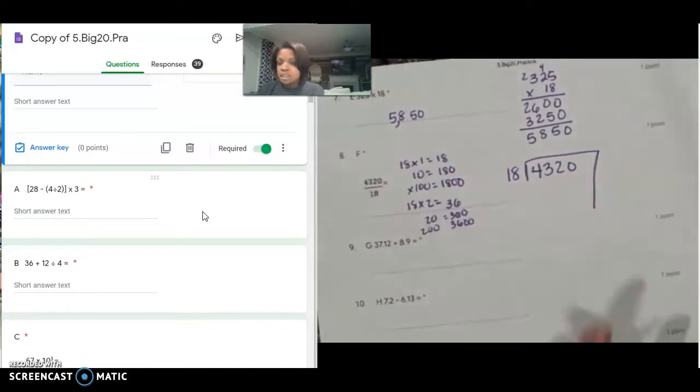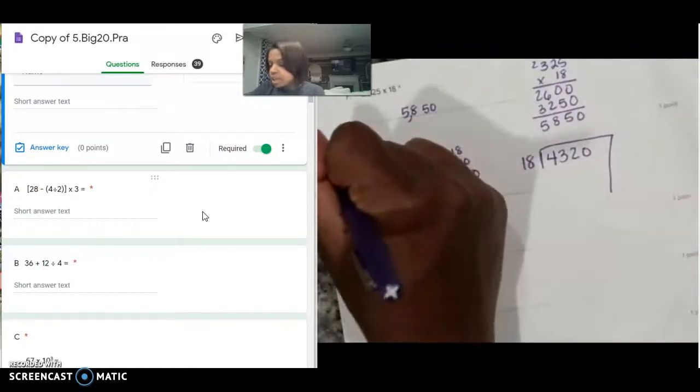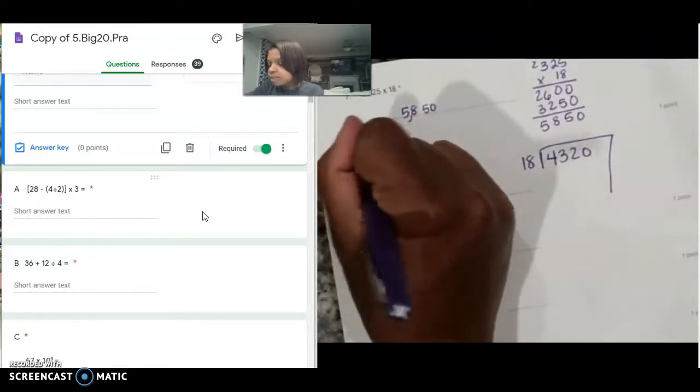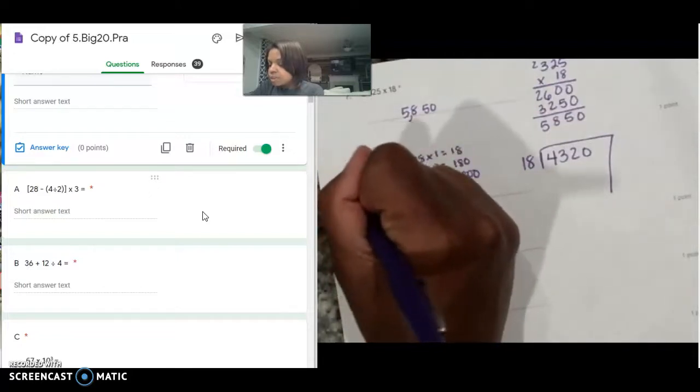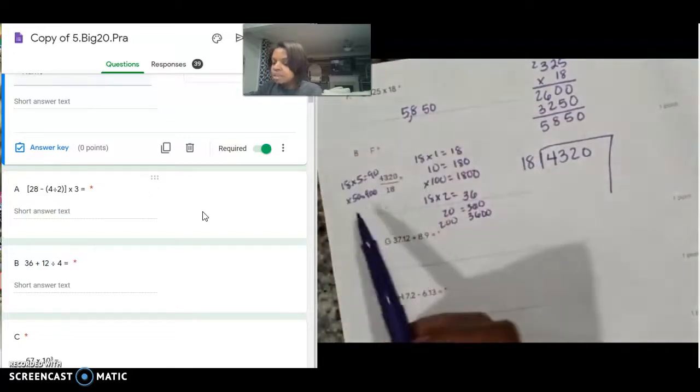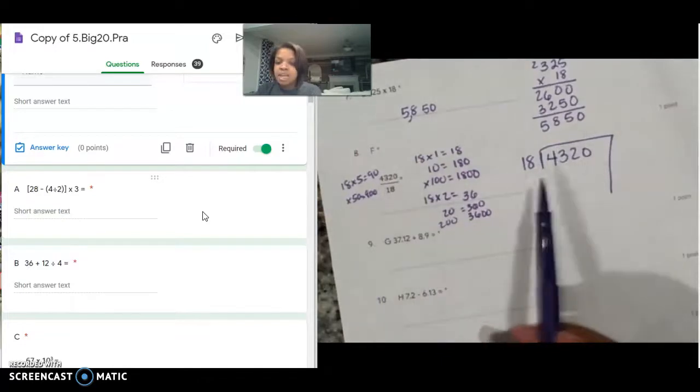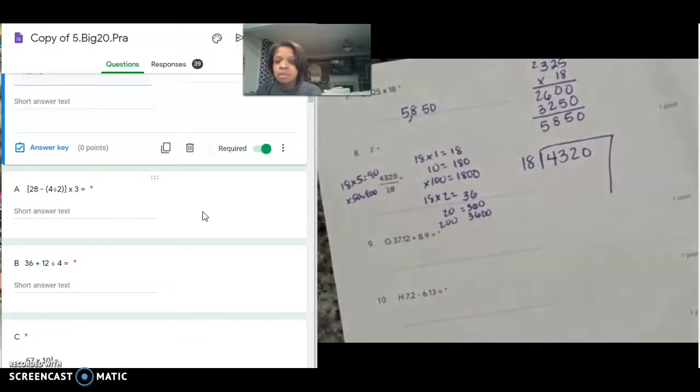And then I'm going to continue my brain dump thinking about 18 times 5. I'm going to bring that over to this side. 18 times 5, which would be 90. So times 50 would be 900. And I'm going to stop there because times 500 would give me 9,000, and that's too big for that number. Okay, so now that I've done my little brain dump, I can go ahead and solve this problem.